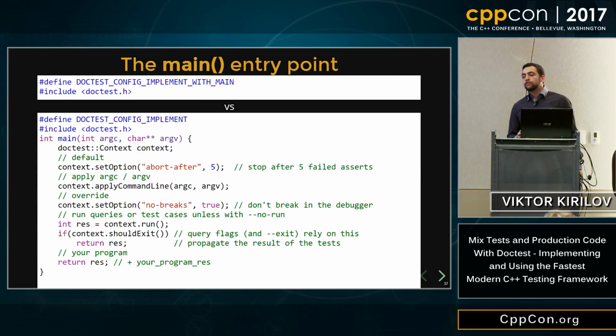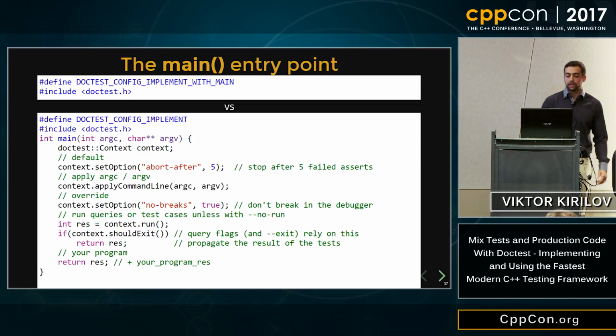So, in the first example, I showed a complete example where Doctest brought its own main function and the implementation of the test runner. But if we're writing tests in our production code, we already have a main function. In that case, we should tell Doctest only to bring its test runner, but not the main function. And to call it, we need to make a context, then probably set some default options. Then we can parse the command line. We can even override some options, and then we call run on the context.